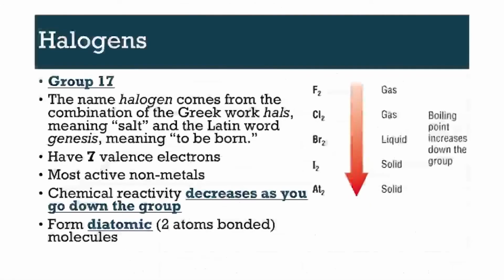Okay. Now let's talk about group 17. Group 17 are your halogens. So if you were to look up the etymology, or the word history, of the word halogens, halos comes from Greek meaning salt.